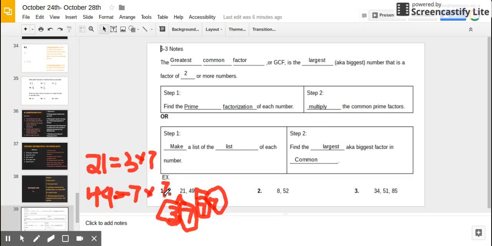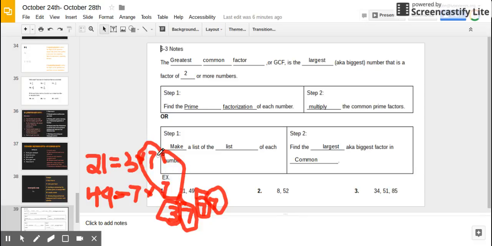Okay. So then after you list out the prime factorization, sometimes they have exponents like what we did yesterday, but in this example, neither of them have an exponent. And then you look at it. So 3 times 7 and 7 times 7. The only number that these two prime factorizations have in common is the 7s. And there's only one set of 7s they have in common.